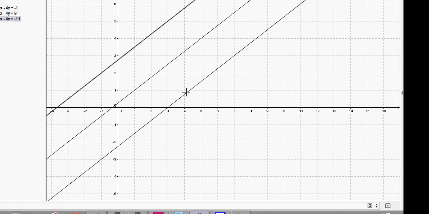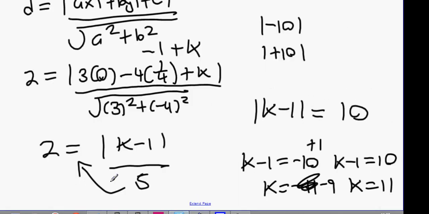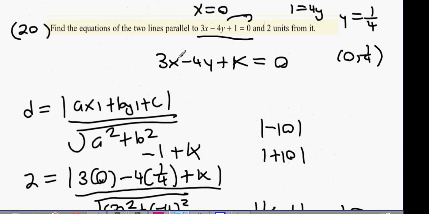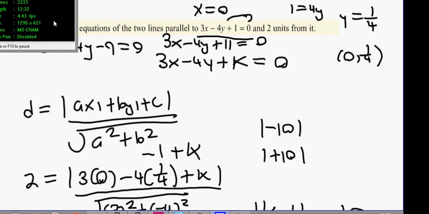Are they equidistant? Yeah. So the equation of my two lines are 3x minus 4y plus 11 equals 0, and 3x minus 4y minus 9 equals 0.